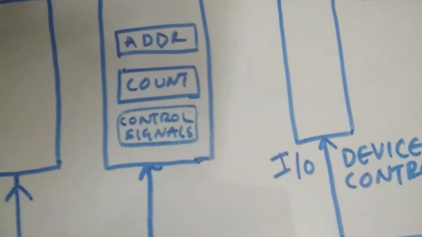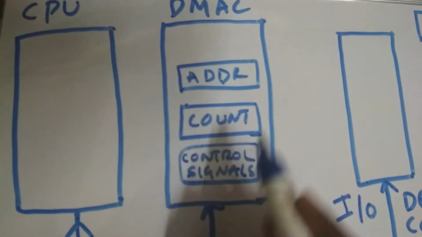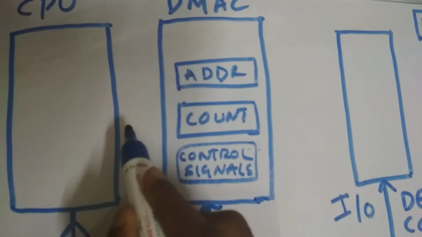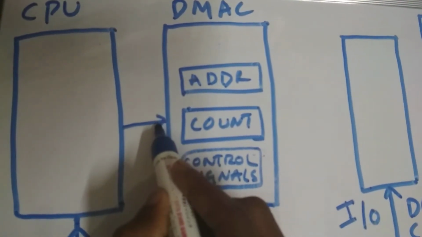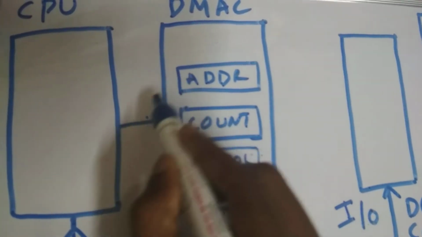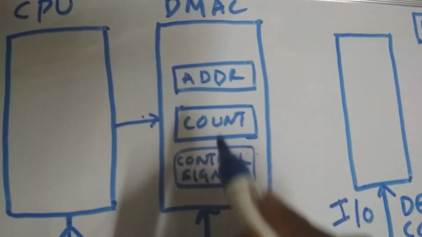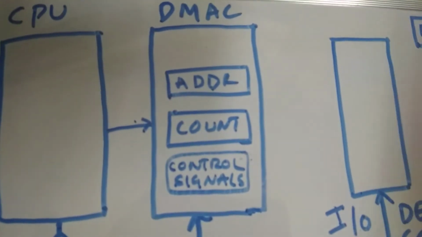So let's go into the process. The first thing is that we need to configure these registers. So the CPU will send configure signals with the amount of data which needs to be filled in this address, count, and control signals. It will set all the registers for the DMAC.